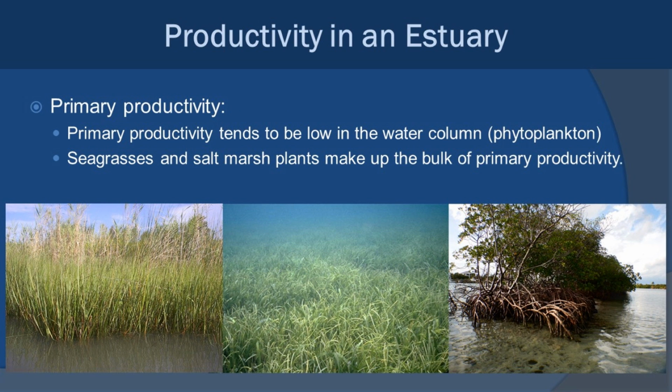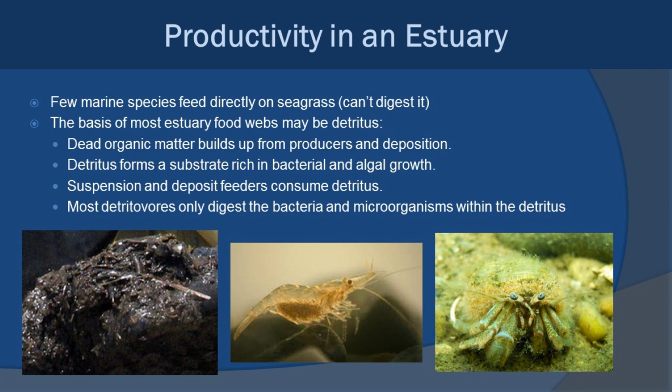As it turns out, primary productivity tends to be relatively low in the water column itself, although it's still going on, and that would be your phytoplankton. But your seagrasses and salt marsh plants make up the bulk of your primary productivity in an estuary. Having said that, very few marine species actually eat or feed directly on seagrass. Most animals can't digest it.